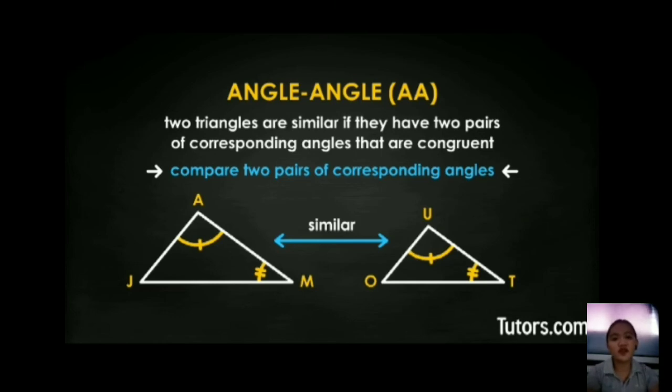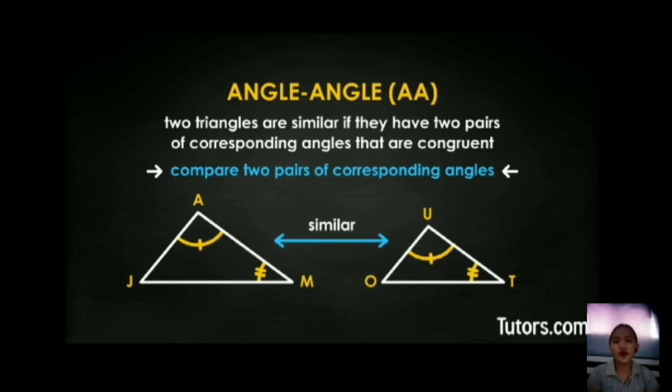So let's discuss the first theorem, which is angle-angle. Angle-angle says that two triangles are similar if they have two pairs of corresponding angles that are congruent. The two triangles could go on to be more than similar, they could be identical. And for angle-angle, all you have to do is compare two pairs of corresponding angles.